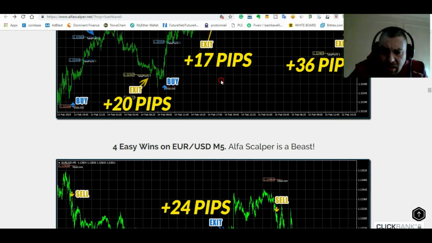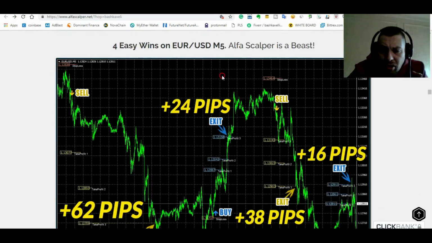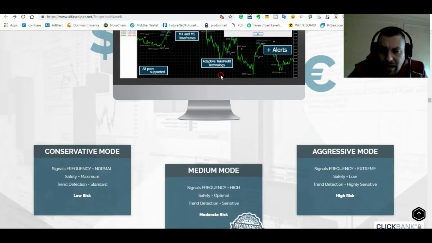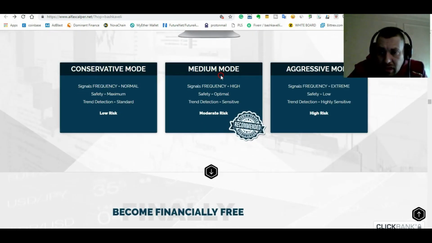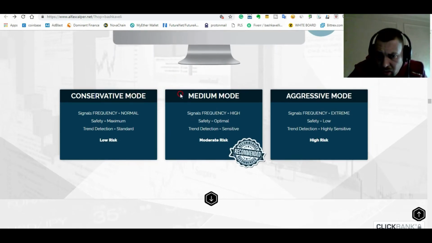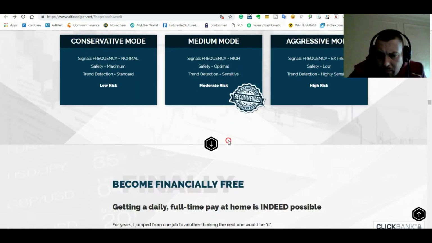Like I said, this will be on your own exchange. You have control of your money. Nobody has control of your money but you, guys. Then, of course, you can pick your modes. You can pick the conservative mode, the medium mode, or the aggressive mode. I'd start off with the medium mode if I were you. Depending on your risk level, if you decide to go high risk, then you go with the aggressive mode and see how you do. Or you can start with the low risk and work your way up.